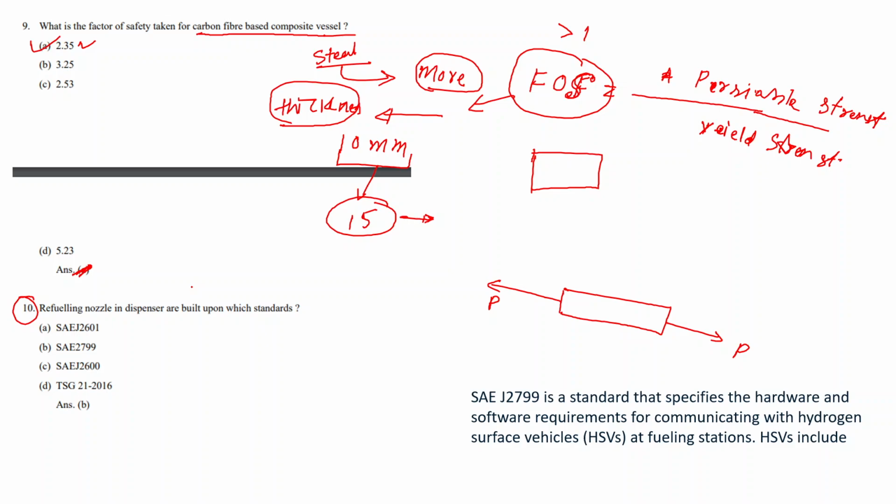Sir, in case of steel, the factor of safety will be lesser than the carbon fiber, isn't it? No. The factor of safety for the steel will be higher, for getting 50 mm thickness. Because first you have to understand that higher thickness of the tank means there is more safety.